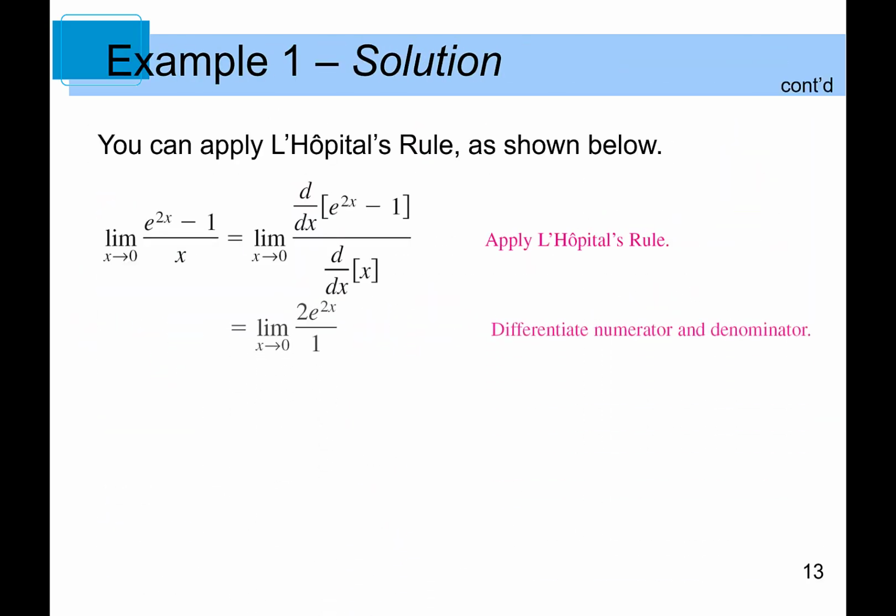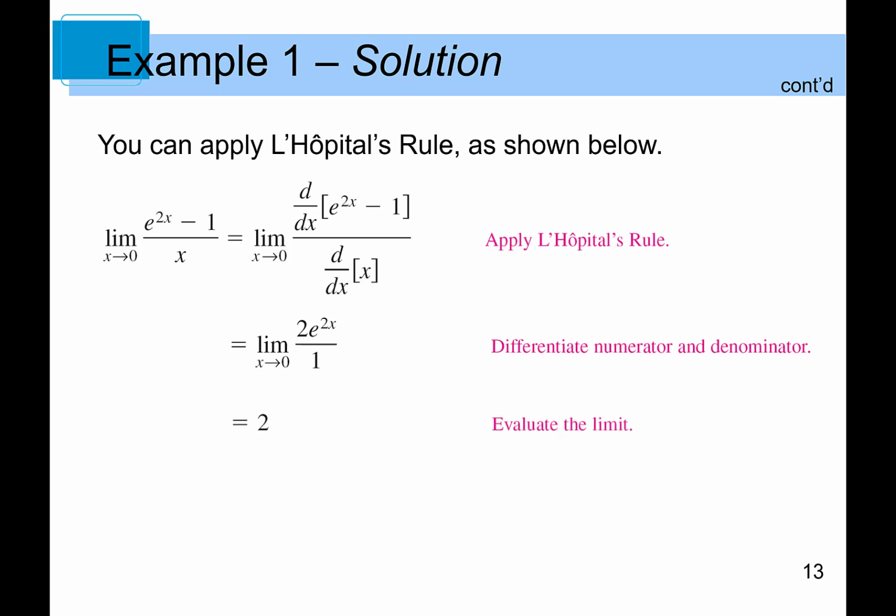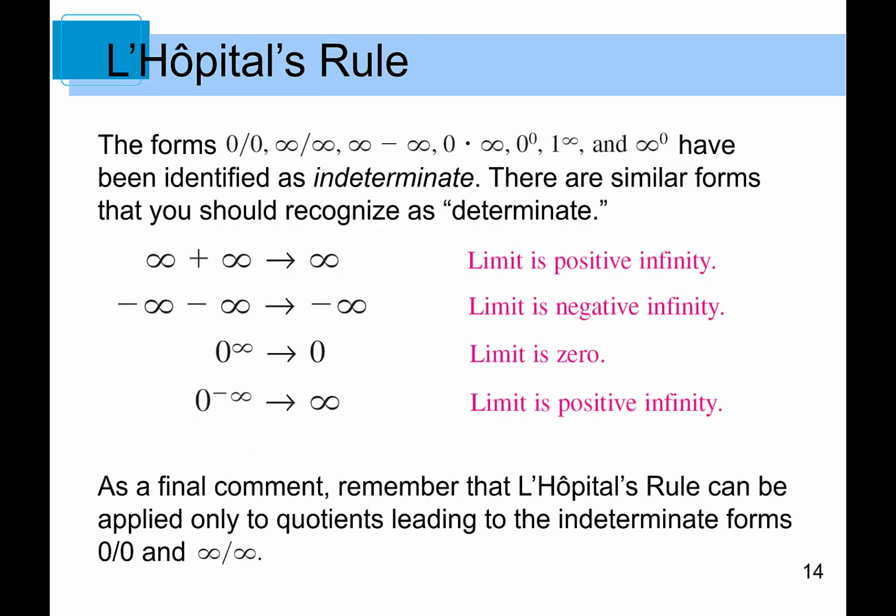Okay, in the background are the detailed solutions. You can take a look at it. The forms 0 over 0, infinity over infinity, infinity minus infinity, 0 times infinity, 0 raised to the 0 power, 1 raised to the infinity power, and infinity raised to the 0 power have been identified as indeterminate.